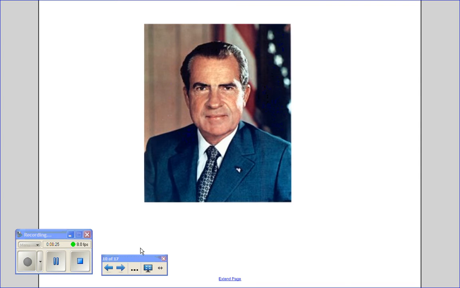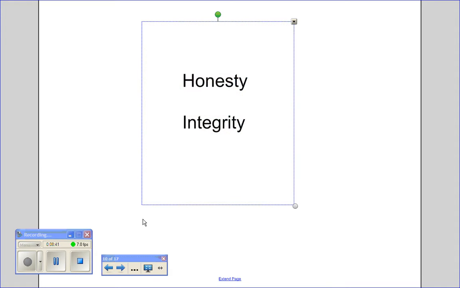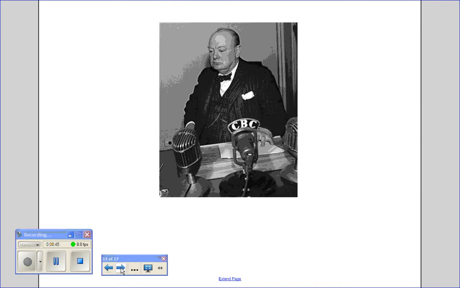On the flip side, where did President Richard Nixon fall short? What value or principle did he forget or ignore, which ultimately led to his resignation? What did Winston Churchill, the great leader of Britain, stand for as he led his country to victory in World War II?